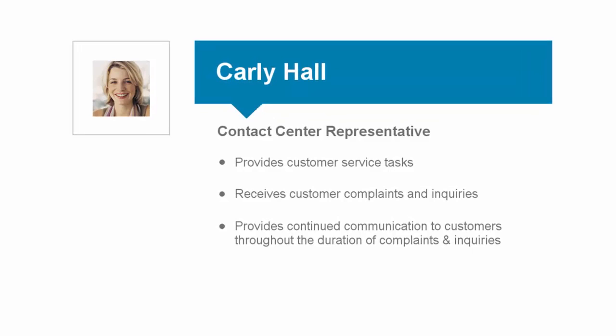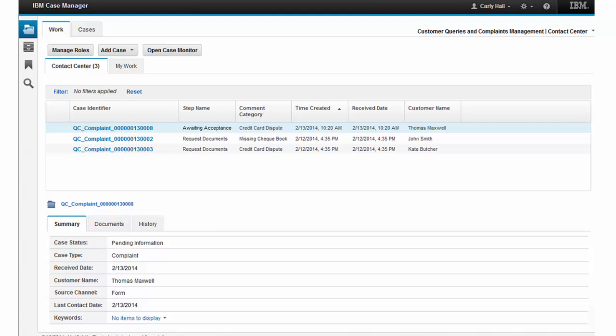Carly Hall is the representative of the contact center. She is responsible for providing information to customers and maintaining an open line of communication to enhance the quality of their experiences. Carly sees the list of items in her in-basket. She selects the case for Thomas Maxwell, awaiting acceptance.